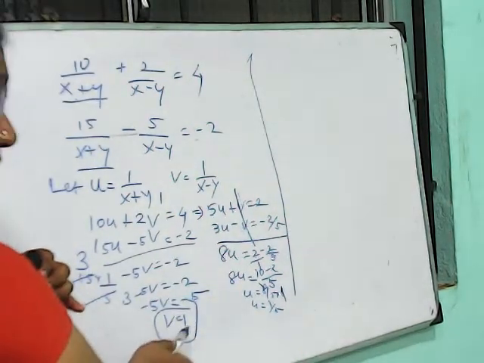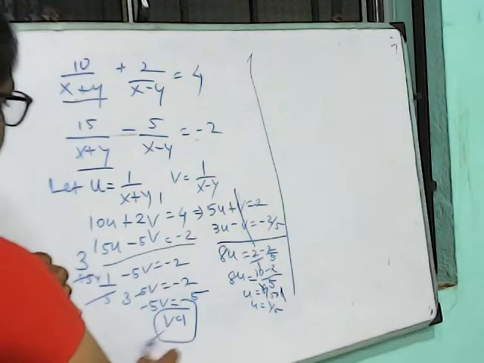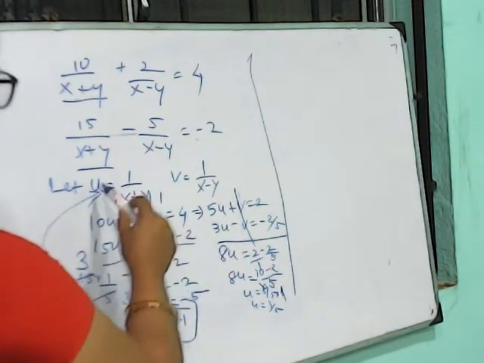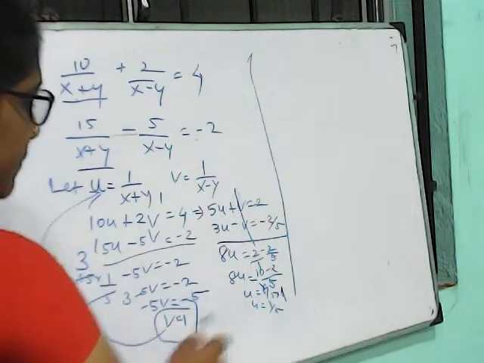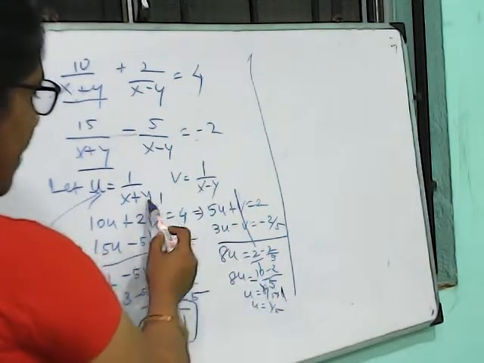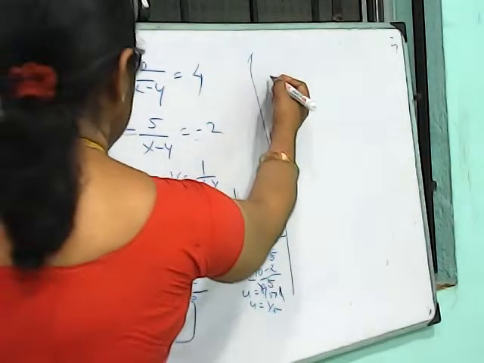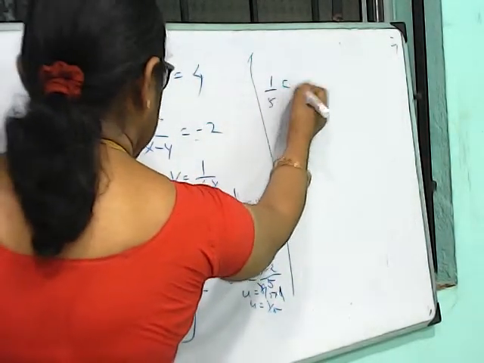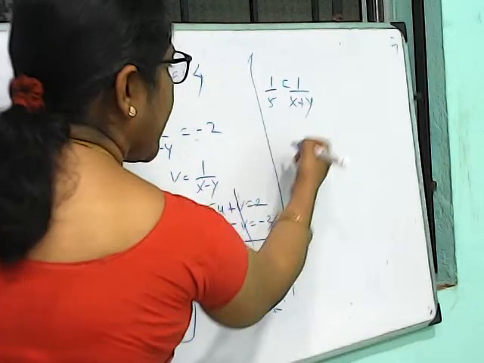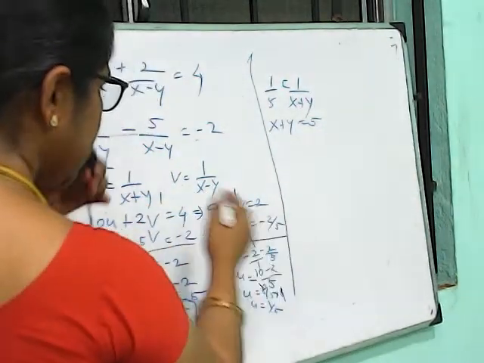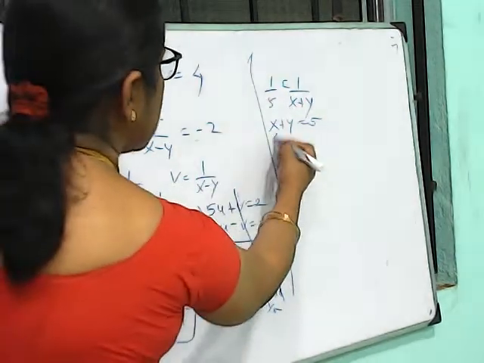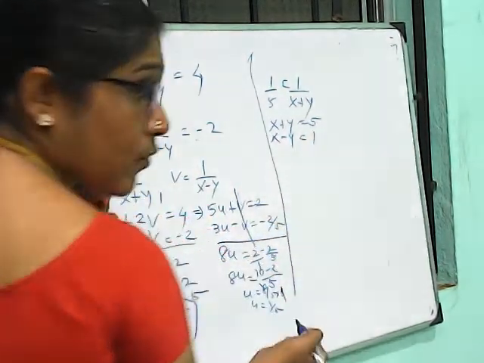Yes, now I have got the value of u and v. Now you substitute it here. So v is equal to 1, so x minus y is equal to 1. u is equal to 1 by 5, so x plus y is equal to 5. See, 1 by 5 is equal to 1 by x plus y. So x plus y is equal to 5. Yes, now v is equal to 1. So x minus y is equal to 1.